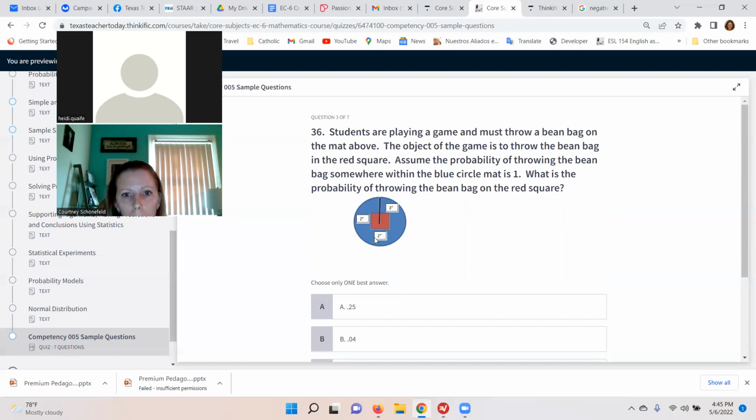But we need to know the probability of it landing on the square out of the whole sample space. So it's not the probability, sorry, it's the area of this divided by the area of the whole thing. Because remember, the desired outcome is here and the whole possibility is the circle.